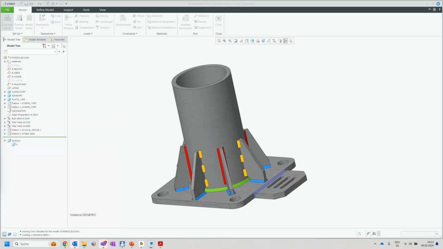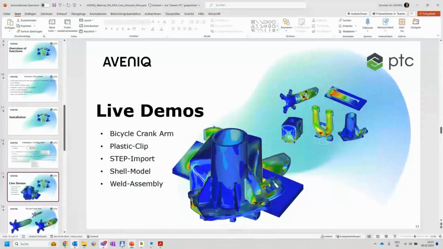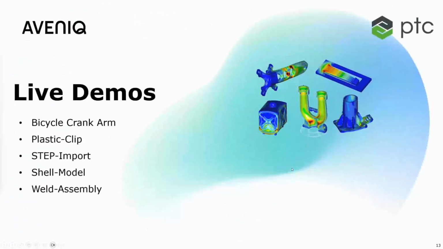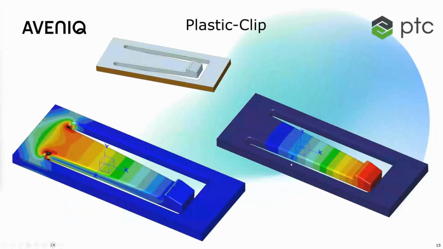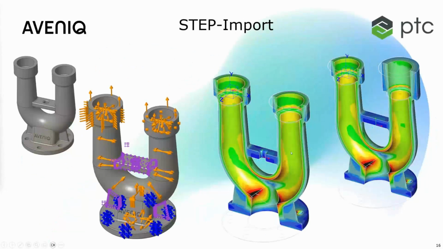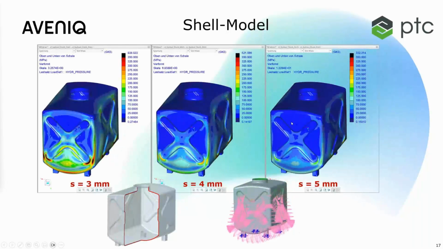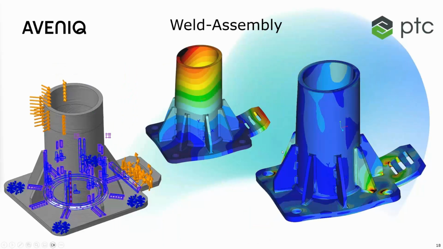So I'm going back to my PowerPoint. We saw right now the bicycle crank arm, the plastic clip analysis, and a STEP import of the casted model. We modified that one with the flexible modeling extension, and we used the shell model, which is also included in Creo Simulation Elite. And at the end, we went to an assembly, and we analyzed that assembly, which was also created with weld features.